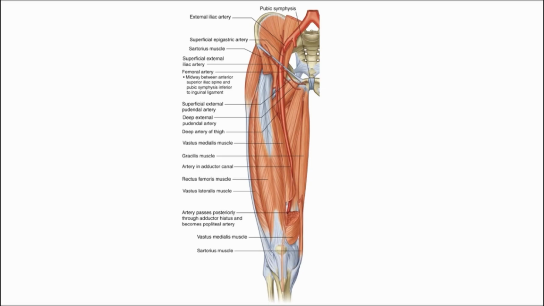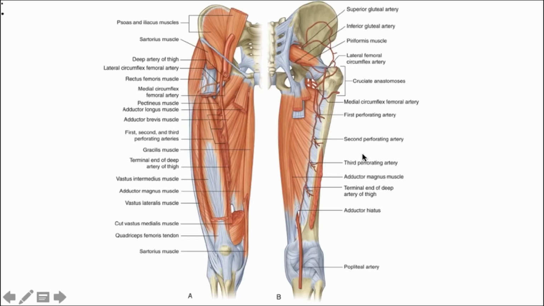The deep artery of the thigh immediately passes posterior between the pectineus and the adductor longus. So up here, you'll see that here's pectineus and there's adductor longus. Then it travels inferiorly between the adductor longus and the adductor magnus, eventually penetrating through the adductor magnus to connect with branches of the popliteal artery behind the knee. The deep artery of the thigh has lateral and medial circumflex femoral branches and 3 perforating branches. I think we'll see that a little better on the next slide.